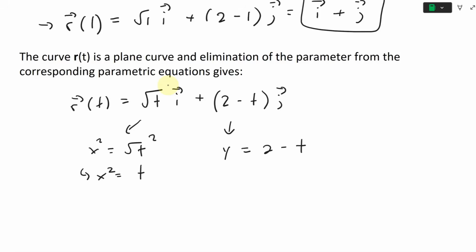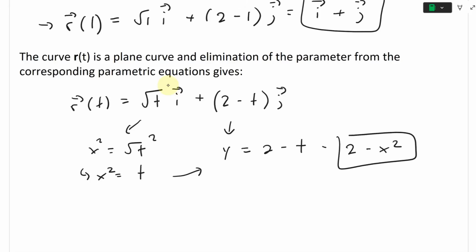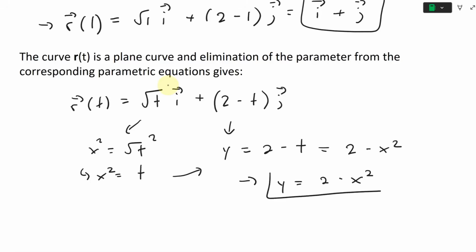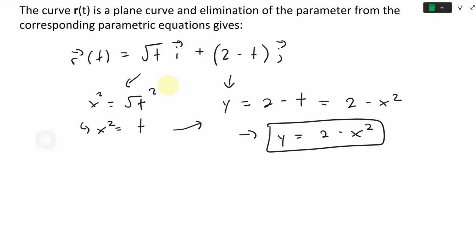So in other words, t is equal to x squared. Throw that inside, and we get y equals 2 minus x squared. Yeah, so there it is. So y is equal to 2 minus x squared, which is the parabola. So we have a parabola, and it's going to be a surface because you have all values of z.